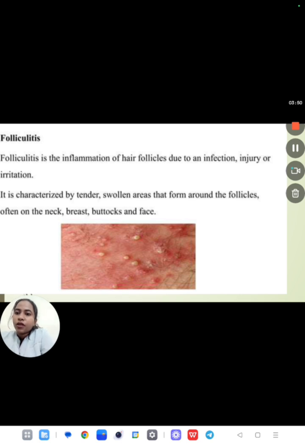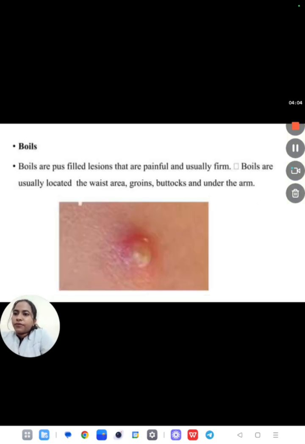Folliculitis is the inflammation of hair follicles due to an infection, injury, or irritation. The characteristic features are tenderness and swollen areas. The sites include the breast, neck, face, etc. Boils are pus-filled lesions that are painful and usually form under the waist area, under the arm, etc.